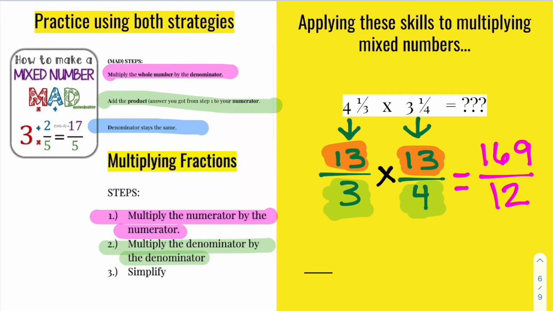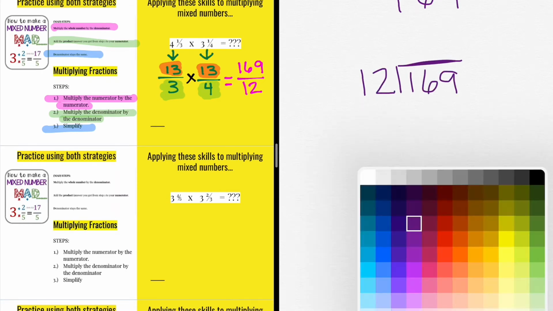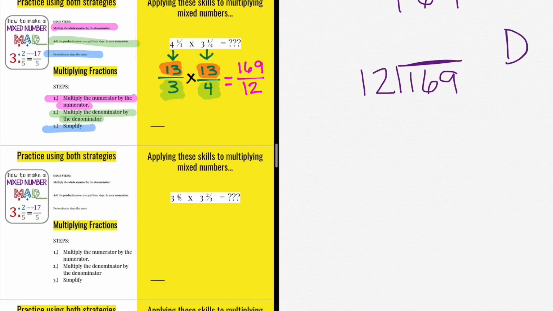However, this one will require me to simplify. And so that is my last step of multiplying fractions. And how I am going to do that is just divide. So I will write my division problem of 12 divided by 169. And I will use my division strategy of does McDonald's sell burgers raw?